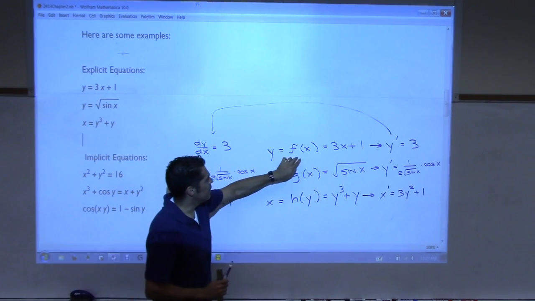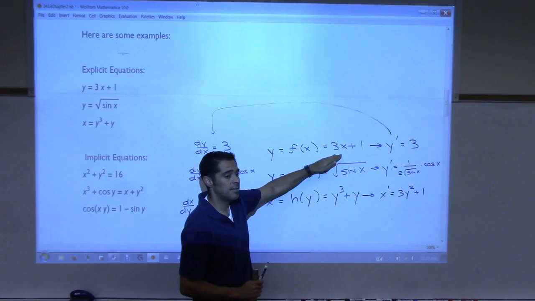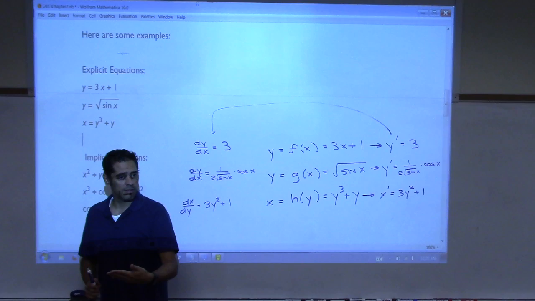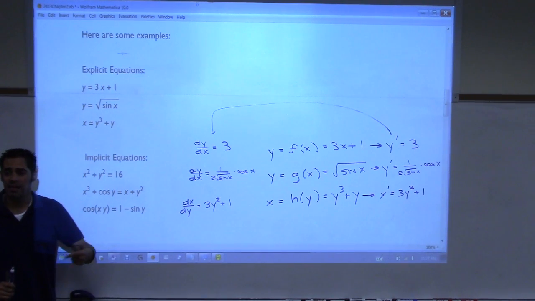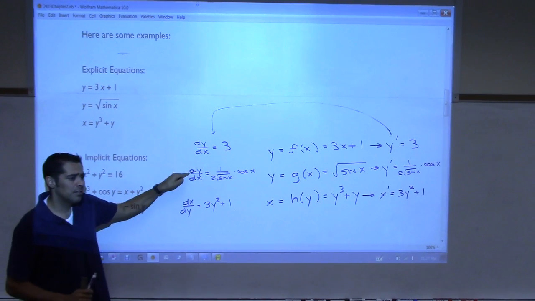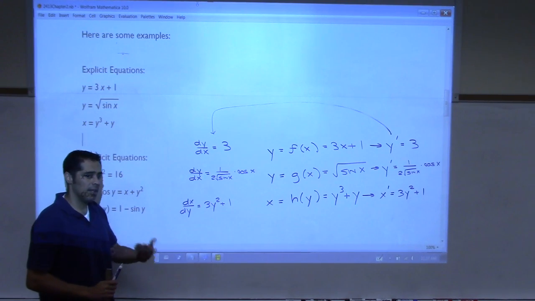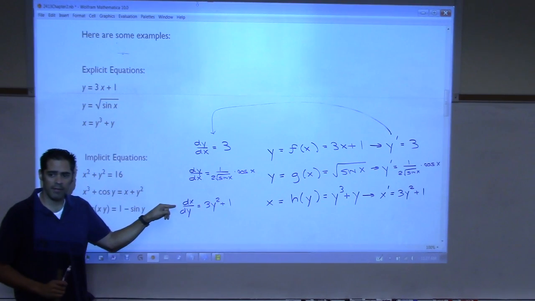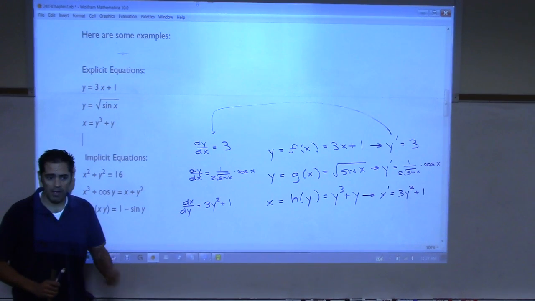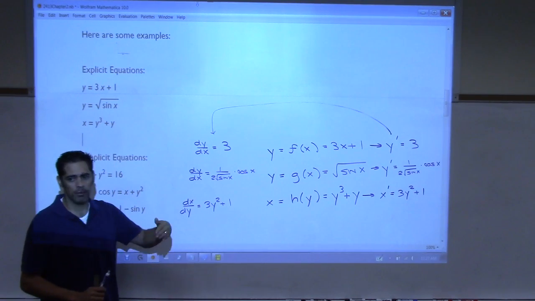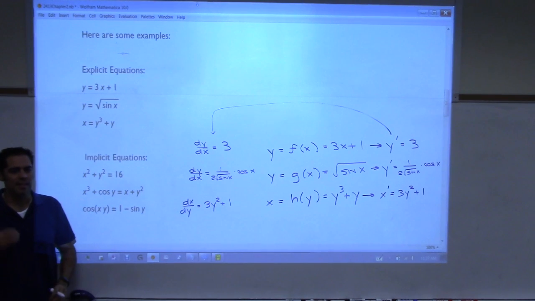Now, listen to the way I say this. For this equation or this function, I took the derivative with respect to x. When I say with respect to x, what I mean is x is the independent variable. Here I took the derivative with respect to x because I was treating x as the independent variable. Here I took the derivative with respect to y because y was the independent variable. So when we say with respect to x or with respect to y, we're saying that that variable, whichever we say, x or y, is the independent one.